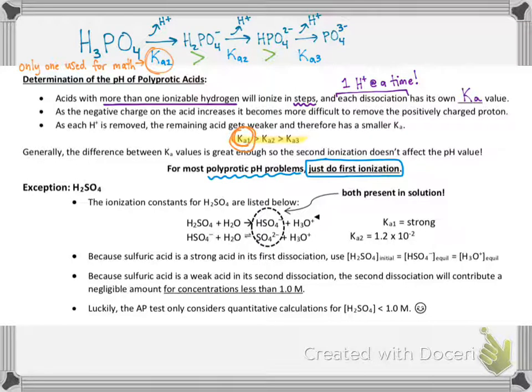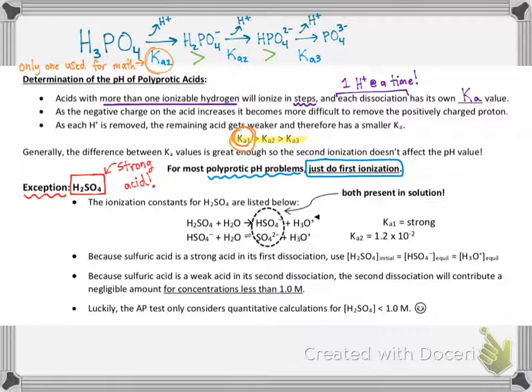You knew that there was going to be an exception in there. So let's talk about that exception. That exception is sulfuric acid, because sulfuric acid is polyprotic, but H2SO4 is also a strong acid, and that means that the first dissociation occurs 100%.